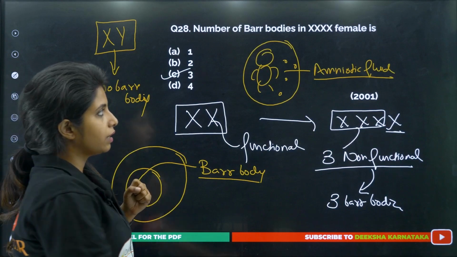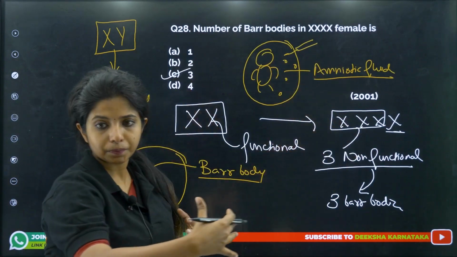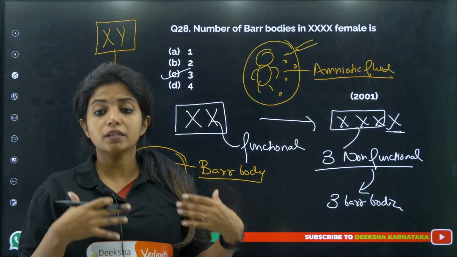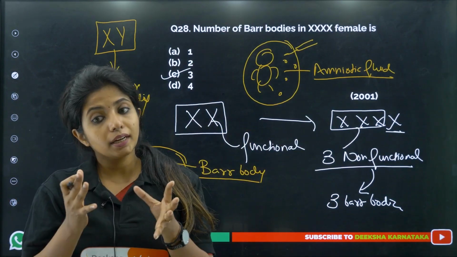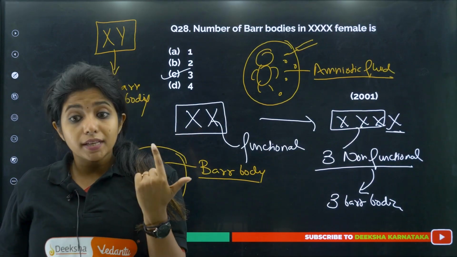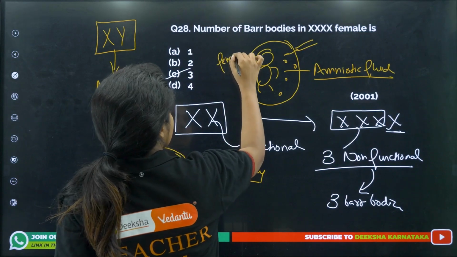So in amniocentesis, a syringe is put over here and this fluid is collected. Then the chromosomes, the genetic material, is checked. When they check it, if they find that there is a Barr body in the nucleus, that means this particular child is a female child.